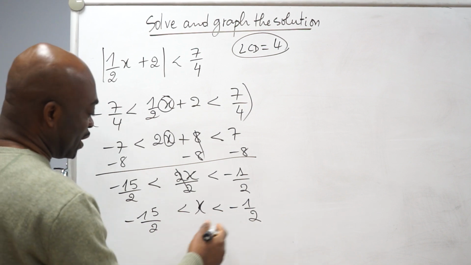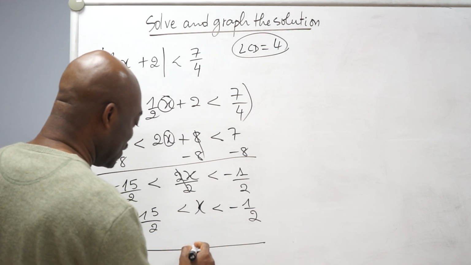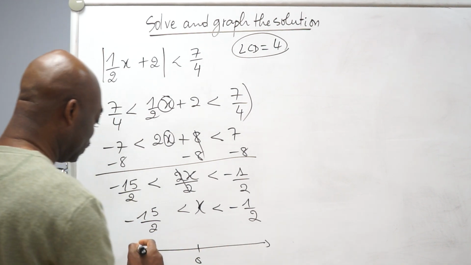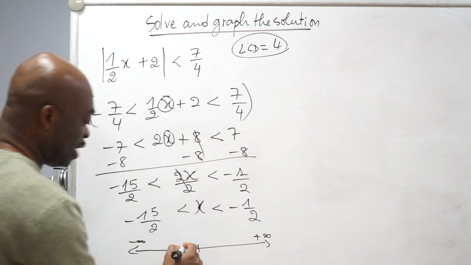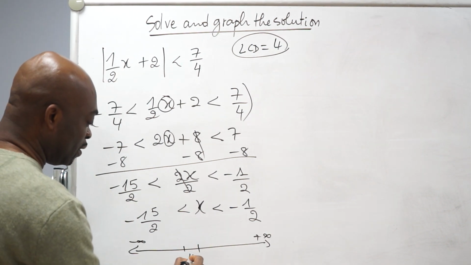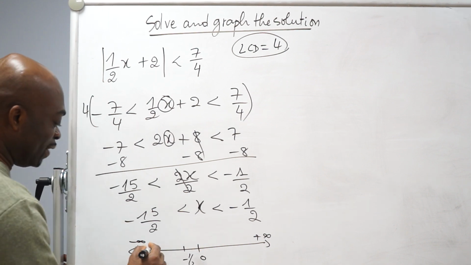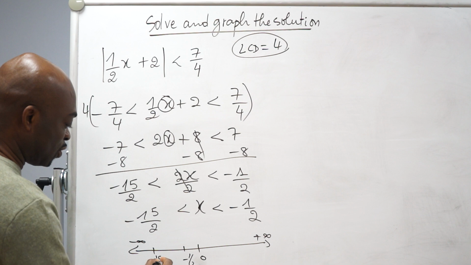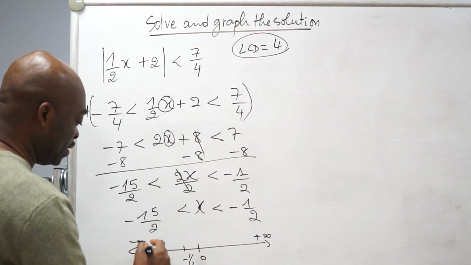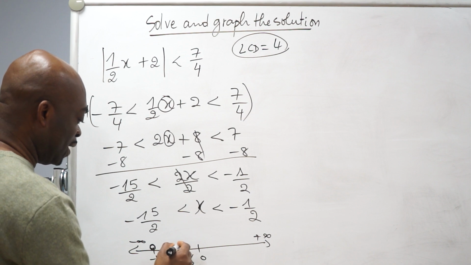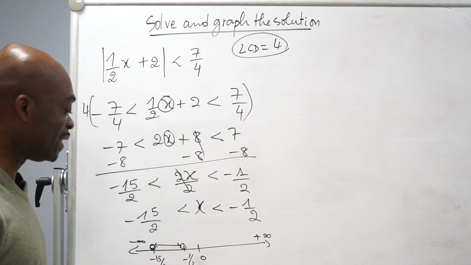So that means, if it's in between, and you want to graph it, for example, this is it. You have 0, negative infinity, positive infinity. You have negative 1/2, which is somewhere here. This is our 0. And then you have negative 15 over 2, which is somewhere here. And then x is between these two. So you put this one here, you put this one here. It's in between those two. All right? So this is the solution.